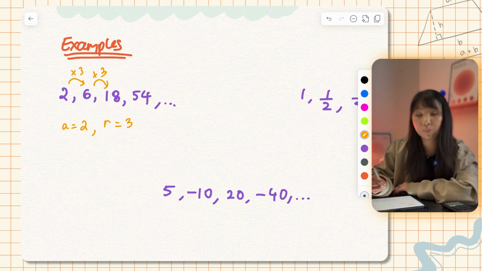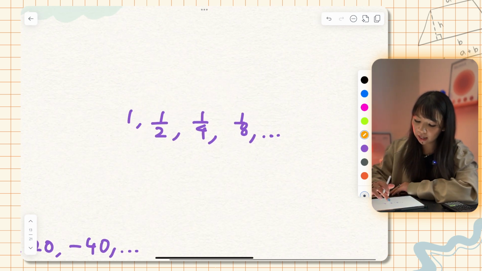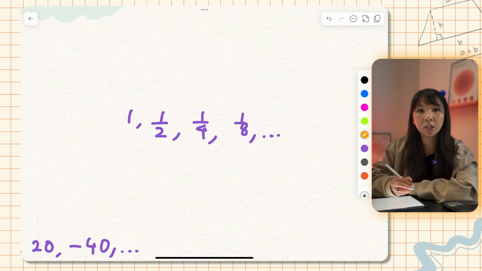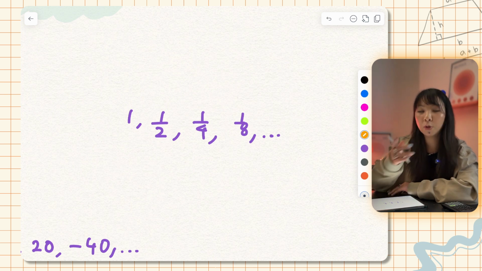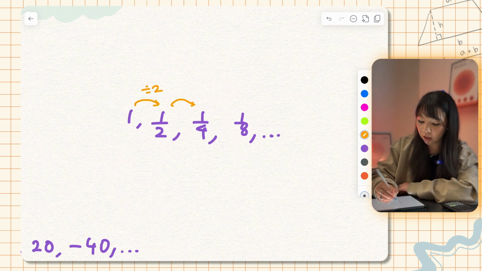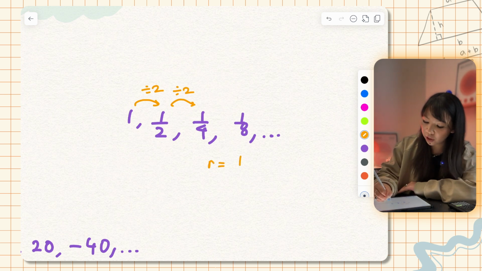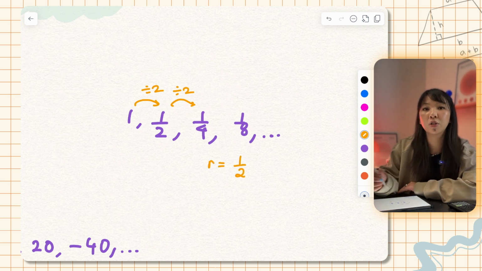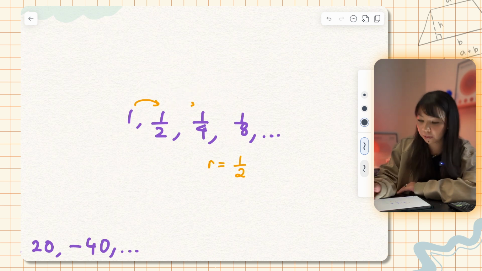So a is 2. Now, if I look at this next sequence over here, you can see that the numbers are getting smaller. You might say that what's happening is you're dividing by 2 every single time. So in that case, the common ratio is going to be a fraction. It's going to be a half, which is the exact same thing as dividing by 2. Just want to keep it consistent.